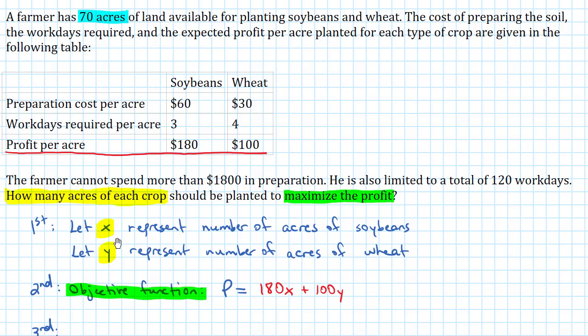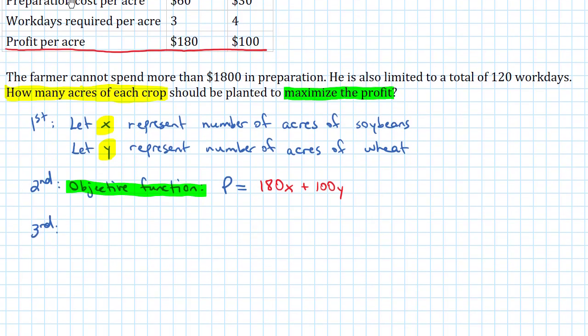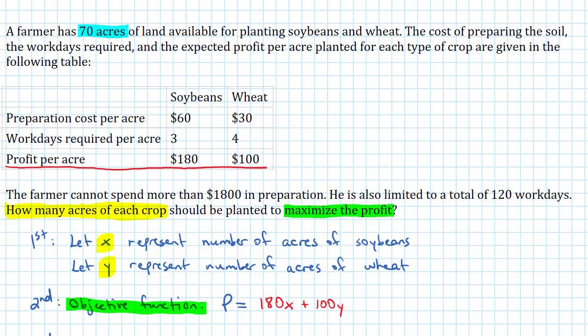So let's identify the limitations first, then we'll write the inequalities. So 70 acres total. We can have less than that, but we can't have more than that. Okay. All right. Preparation cost per acre. These aren't limitations. These are just facts. Okay. But then we read on. The farmer cannot spend more than $1,800 in preparation. So we have to spend $1,800 or less in preparation based on these numbers. Okay. And he also is limited to a total of 120 workdays. So we can have 120 workdays or less. So we have our three limitations listed.